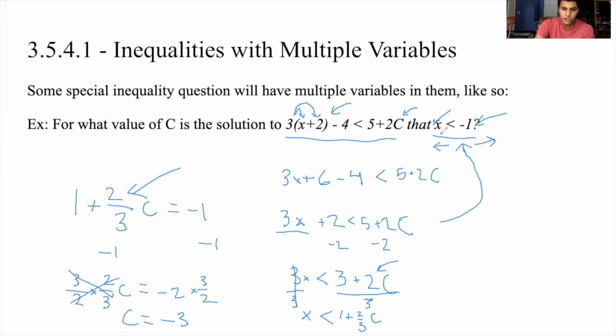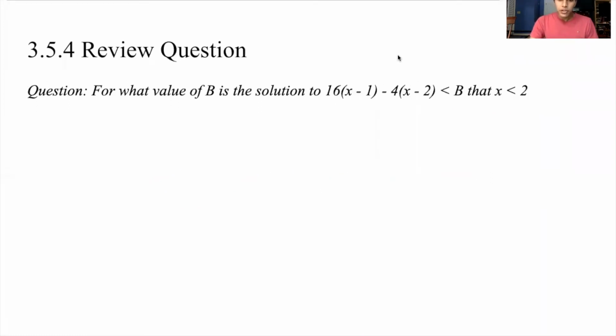And if you substituted that back into this original equality, you would find that negative 3 actually does turn this into x is less than negative 1. All right, so now I have a review question about inequalities with multiple variables. If you'd like to try it, I'll give you a few seconds to pause the video, and then I'll explain the answer.